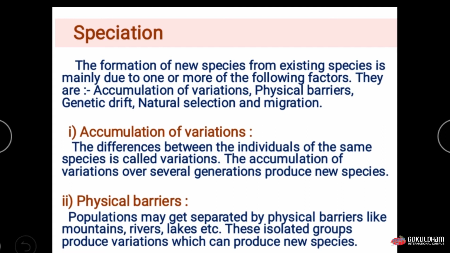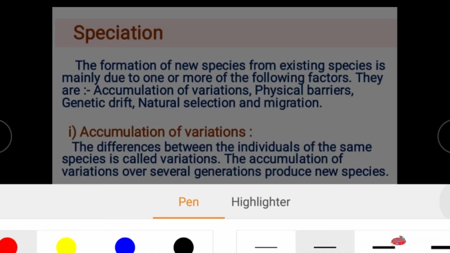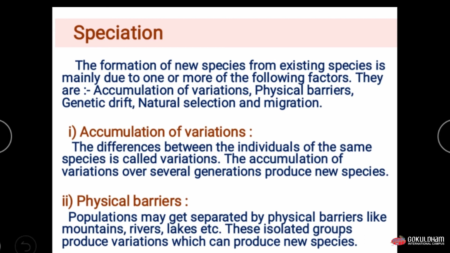First factor is accumulation of variation. The difference between the individuals of the same species is called variation. The accumulation of this variation over several generations produces new species. We know that the individuals in the same species are different, and generation by generation this variation is accumulated in the progeny, and it leads to the formation of new species.